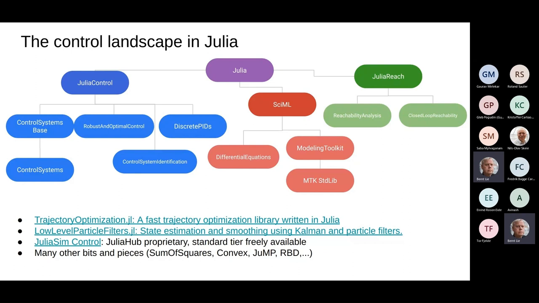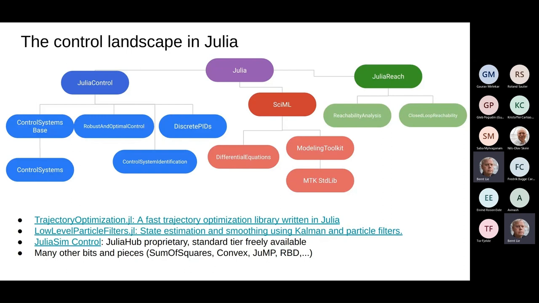In the far right of the screen, we have a green organization here, Julia Reach, that contains a lot of features for something called reachability analysis. So if we have a linear control system, we have a rich set of tools to analyze robustness and stability and performance and stuff like that. But for nonlinear systems, we are much more handicapped. It's much more difficult to analyze such systems.